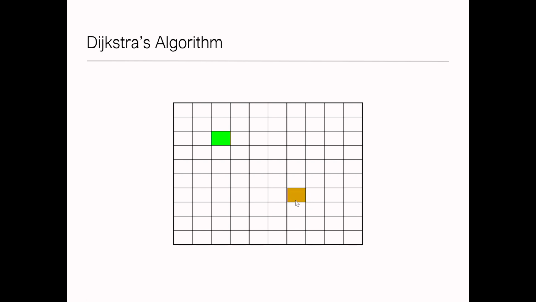The way Dijkstra's algorithm works is you start at the green square and you consider all of its neighbors. So it's four neighbors: here, here, here, and here. And you ask yourself, how much does it cost to move from the starting square to each one of the neighboring squares? To move from here to here, we're going to say it costs one, because that's just the distance that you move.